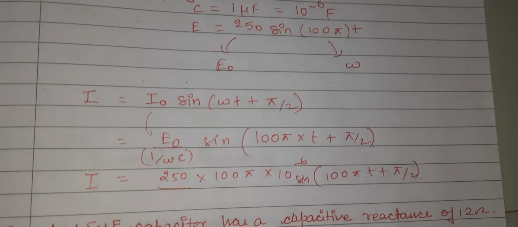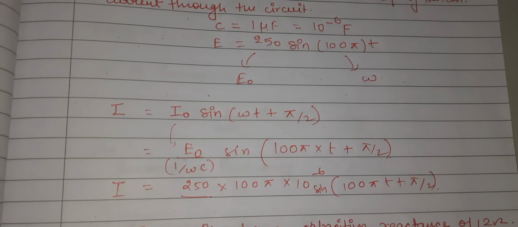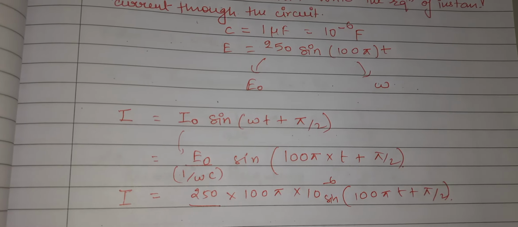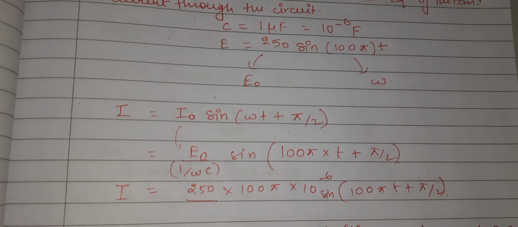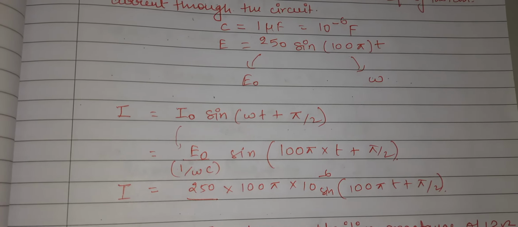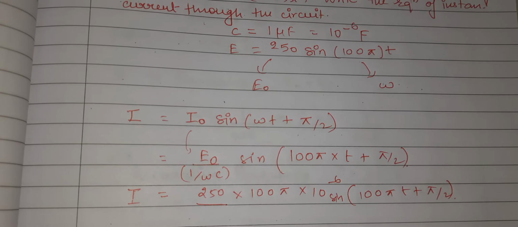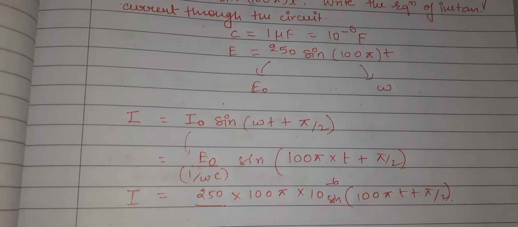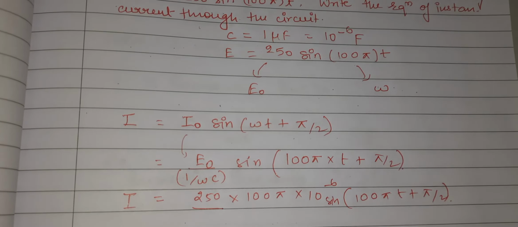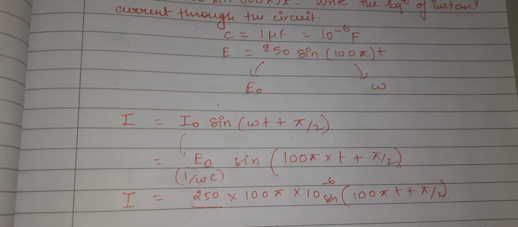the EMF applied, sorry, the sinusoidal wave which we are getting, or the equation of instantaneous current at any particular time. You can solve this equation, or simplify it more on your own. After having this, you can find out the IRMS value by using the formula IRMS is equal to I naught by root 2. This is also very simple.